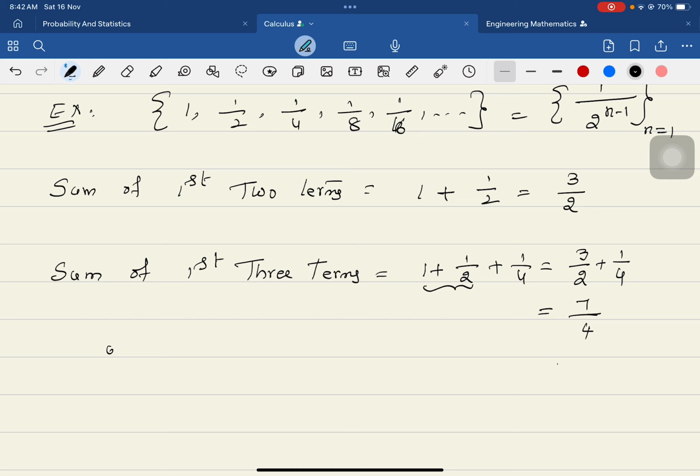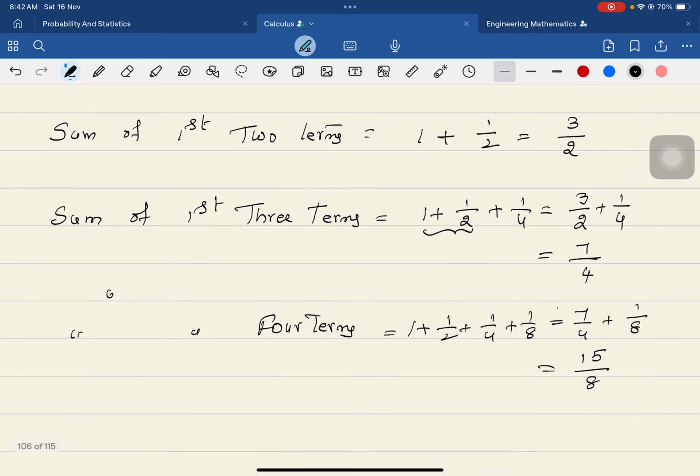Now let us take the sum of the first four terms. That is 1 plus half plus 1 over 4 plus 1 over 8, and that gives you 7 over 4 plus 1 over 8, which gives you 15 over 8, right? So what is your observation here?